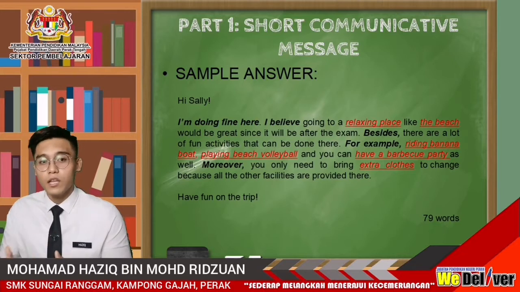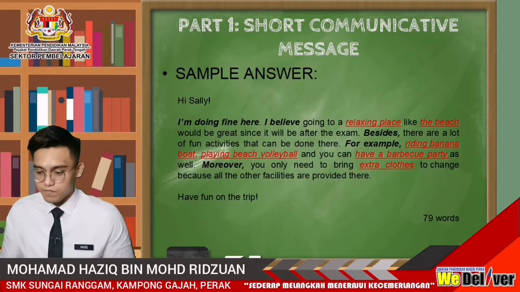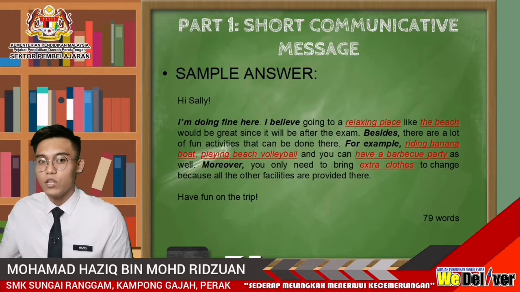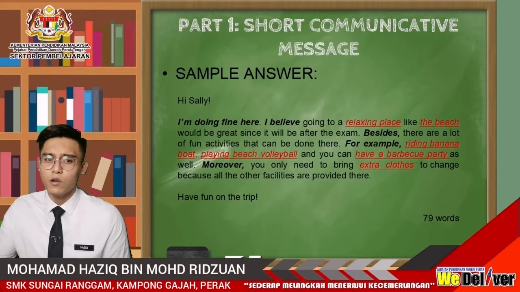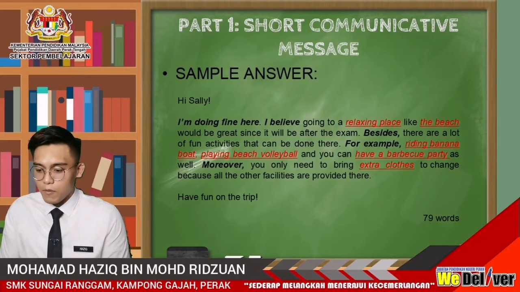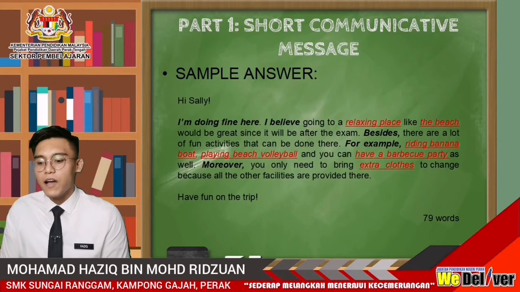Okay, you can give 2 or 3, don't give just one. You can give 2 or 3 so that you are actually giving options. Alright, this is answering the third part of the requirement, which is what can you do there. And finally, moreover, you only need to bring extra clothes. Extra clothes is the thing that you need to bring. Okay, it's not necessary for you to give more than one. You can give just one. It's okay, because in the question it is not stating how many items that you need to bring. Okay, all the facilities are provided there. Have fun on the trip.